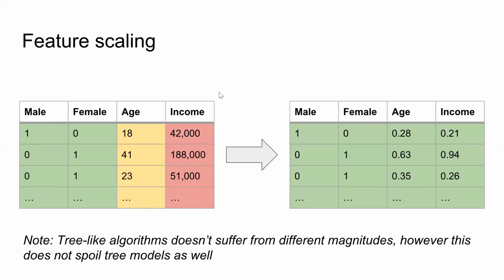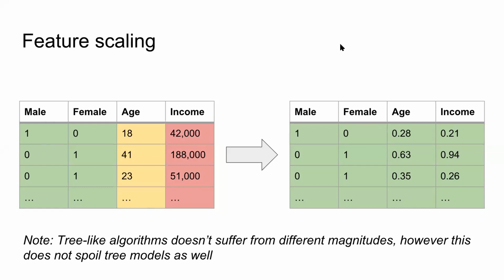So for instance, on the left table, we have that age is 10 times larger than male or female encoding, and income is thousands of times larger than female and male encoding. This way, the income feature will influence the final model a lot, while this might not be so important a feature. After scaling, this data will be basically in a similar range. We scaled from 0 to 1.